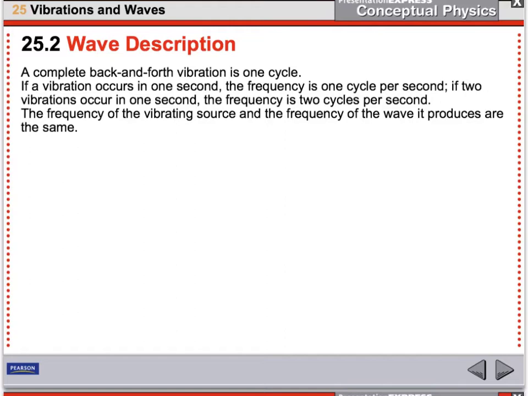So we already talked about a period. I'm going to use a P to represent a period. The period of a wave is equal to how many seconds. So I'm going to put a T for time in seconds. How much time it takes in seconds for the wave to do one complete cycle.